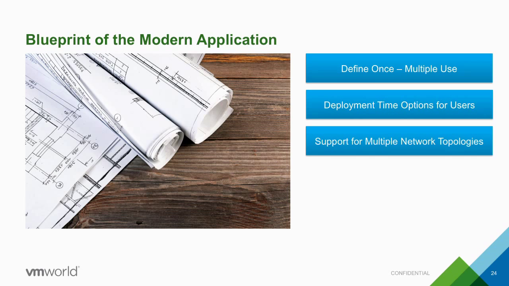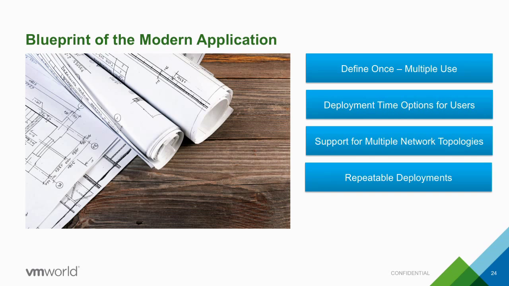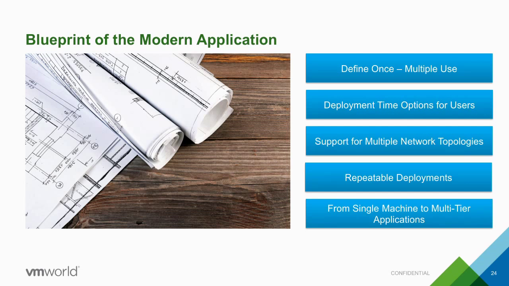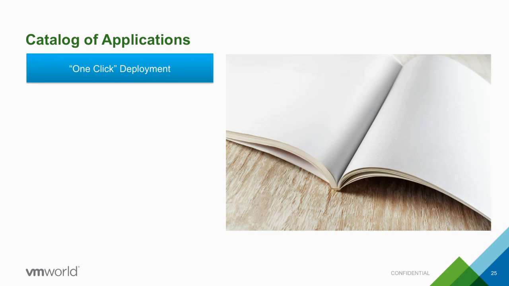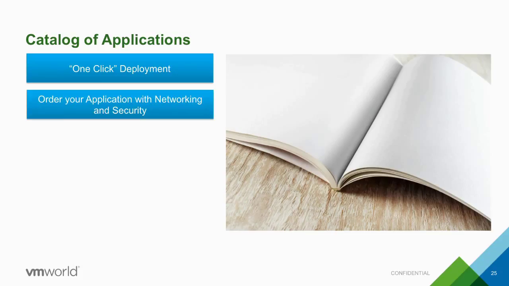We support multiple different network topologies. We'll get into that a little bit later. Again, repeatable deployments, and anywhere from a single machine all the way up to multi-tier applications. Once you've built your blueprint, you want to publish that to your catalog so you can provide a one-click deployment to your end consumers. Now, some of our customers, IT is still the consumer in the catalog, but everything's been predefined. They can just click that button, fill in some information, and they're off and running. In other cases, that consumer is the end developer or other users within the line of business.